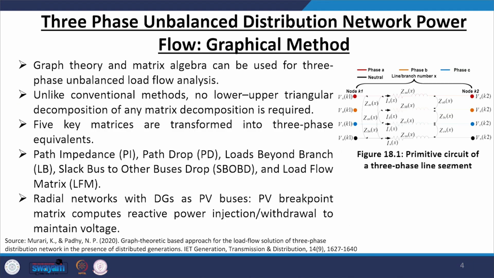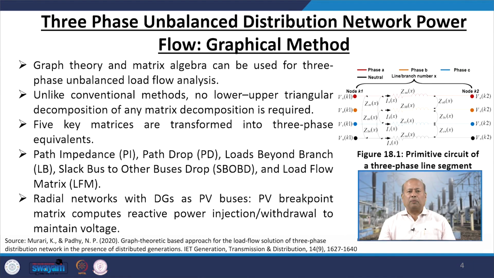And now, let us understand three phase unbalanced distribution network power flow using graphical methods. As you could see, this is my phase A, phase B, phase C and neutral, and this is the primitive circuit of a three phase line segment. So, graph theory and matrix algebra can be used for three phase unbalanced load flow analysis. Unlike conventional methods, no lower upper triangular decomposition or any matrix decomposition is required.